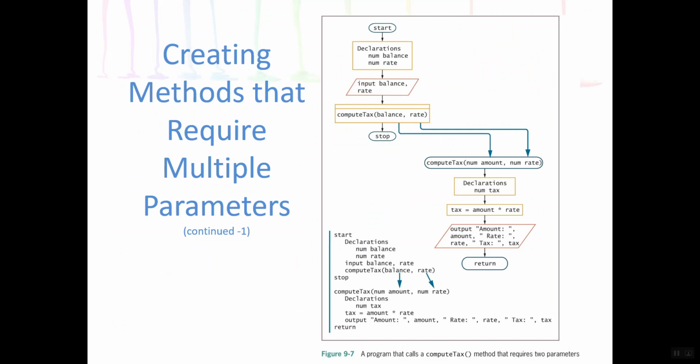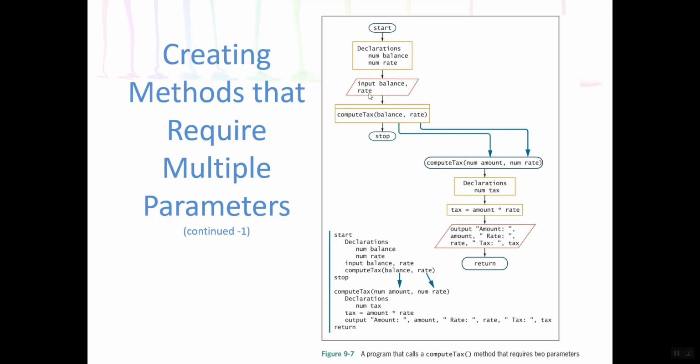So let's take an example of a simple program that prompts the user for balance and rate, and based on the balance and rate computes a tax by taking the two values multiplied together and outputting it. So again, this could have all been done in main, but we decided to write a separate method called computeTax that actually does the computation and displays the answer. So main is very simple. We have two local variables, balance and rate, which we use to get the values from the user.